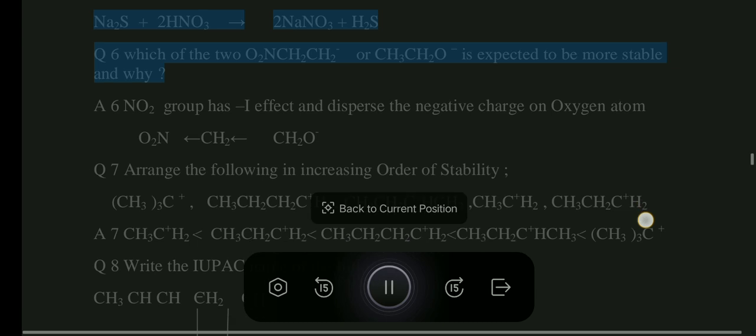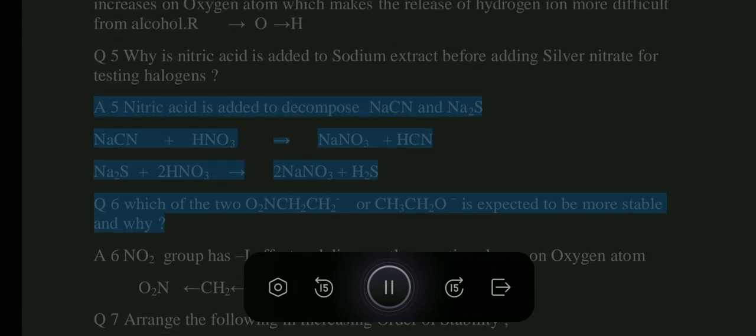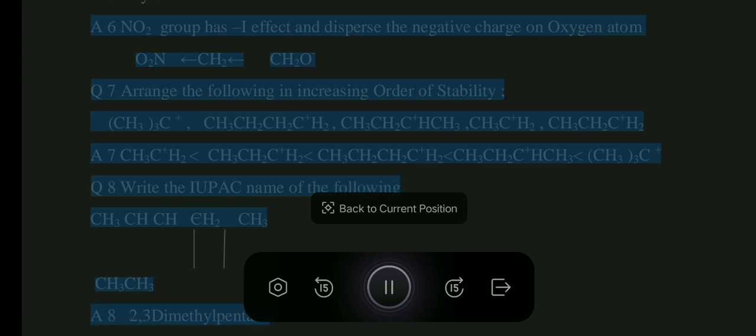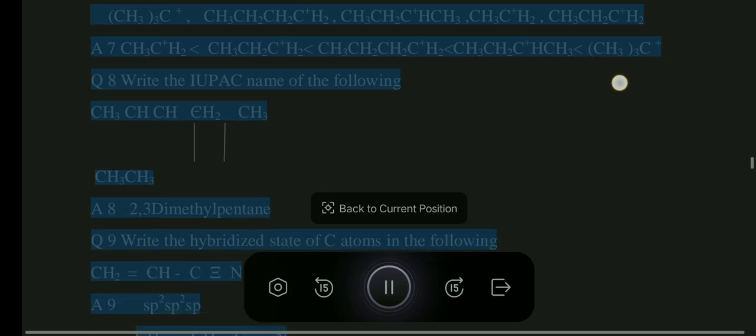Q6. Which of the two, CH3CH2O⁻ or O2N-CH2CH2O⁻, is expected to be more stable, and why? A6. The NO2 group has -I effect and disperses the negative charge on the oxygen atom. O2N ← CH2 ← CH2 ← O⁻.